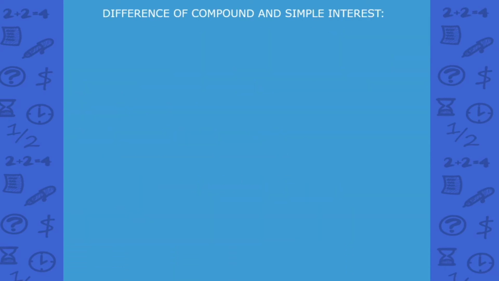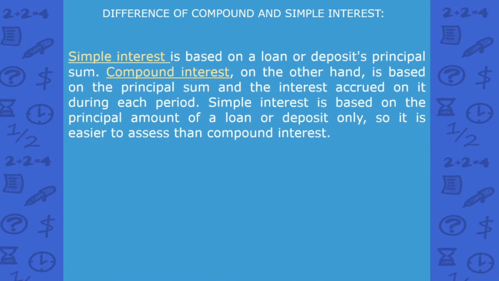Okay. So the difference of compound and simple interest is that simple interest is based on a loan or deposit's principal sum. Compound interest, on the other hand, is based on the principal sum and the interest accrued on it during each period. Simple interest is based on the principal amount of a loan or deposit only, so it is easier to assess than compound interest. Basically speaking, simple interest is interest on the principal amount and nothing else, while compound interest is interest on the principal amount and the previously accumulated interest.